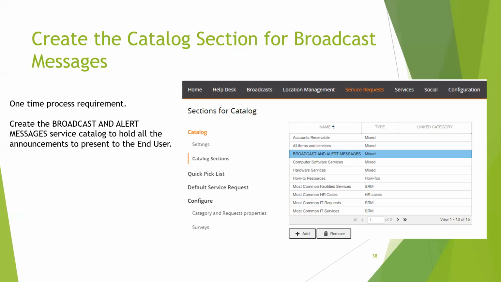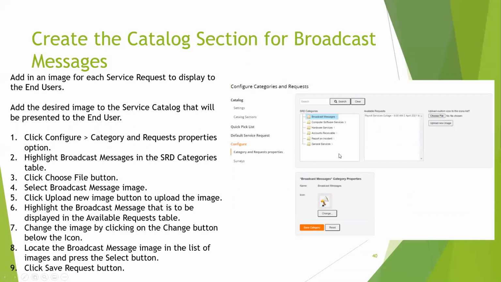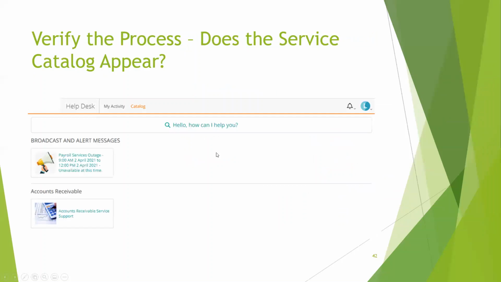But then you have to go into DWP admin. You have to go to the service request. I created my little catalog section of broadcast alert messages. And I added my SRD to it so they can start seeing it. And it shows up. So it's a few more steps. But in reality, they get to see it. They can start using it. And so now they have it.